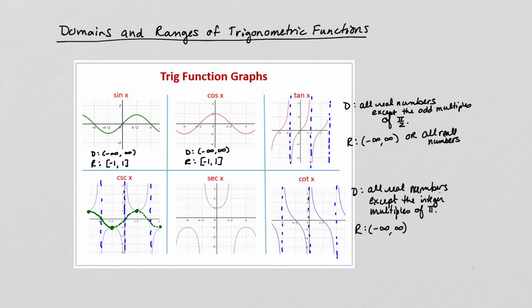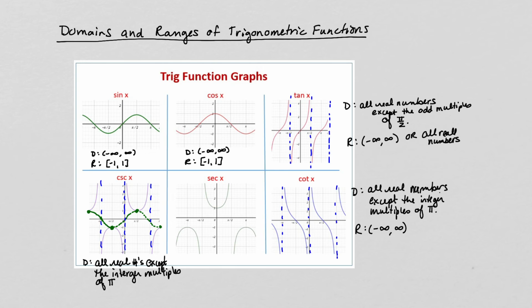So writing out the domain and the range for this is similar to the tangent and the cotangent. So the domain here for the cosecant graph, we want to look at where these asymptotes are happening. It's happening at 0, it's happening at pi, it's happening here at minus pi. So it's the same domain as the cotangent. So it's all real numbers, I'm just going to abbreviate numbers, except the integer multiples of pi.